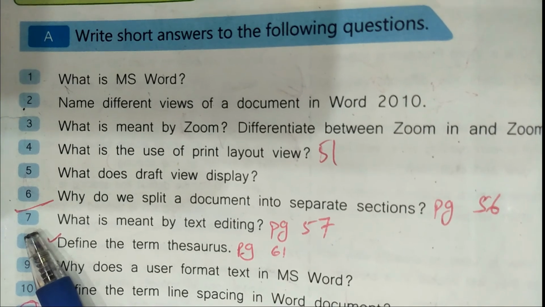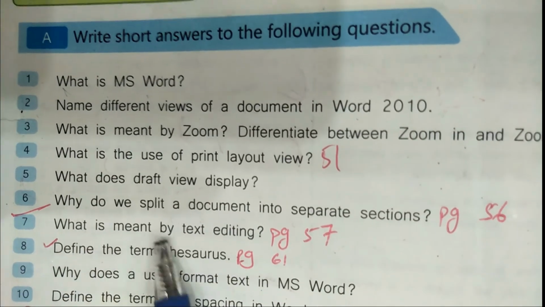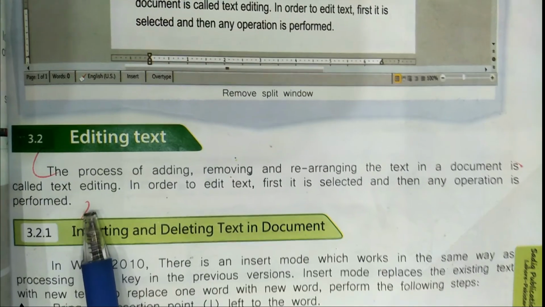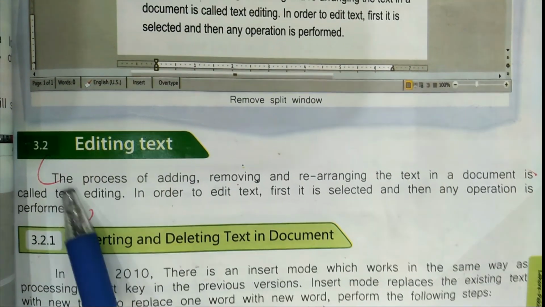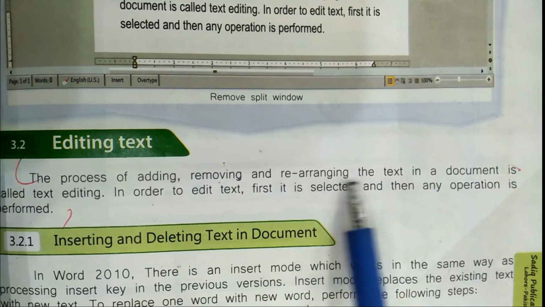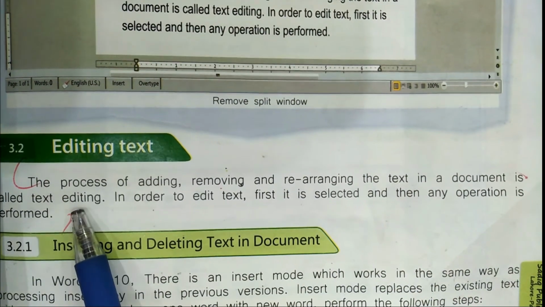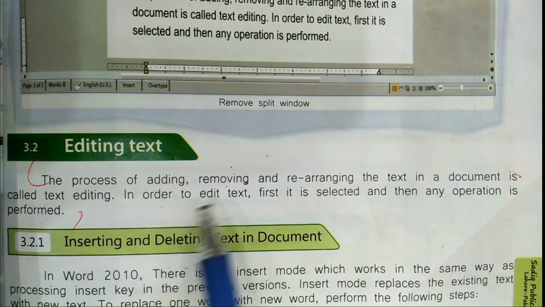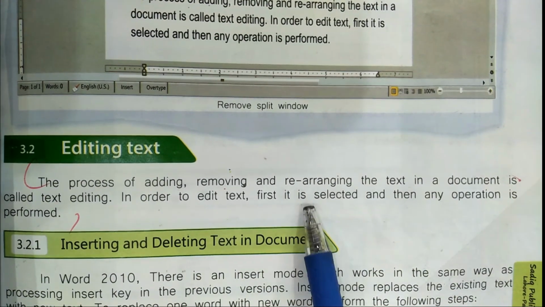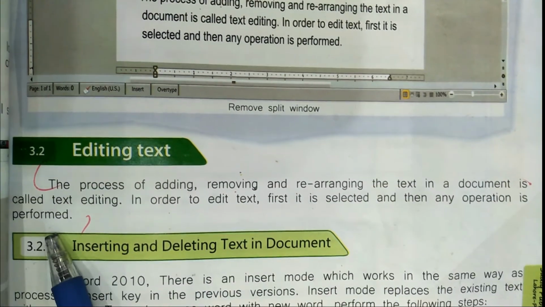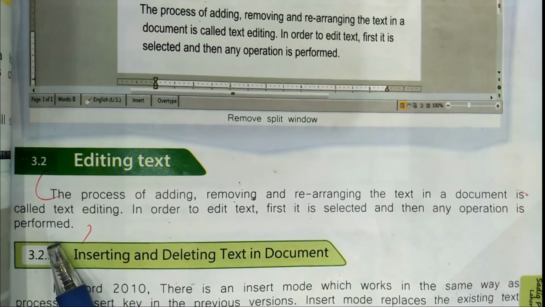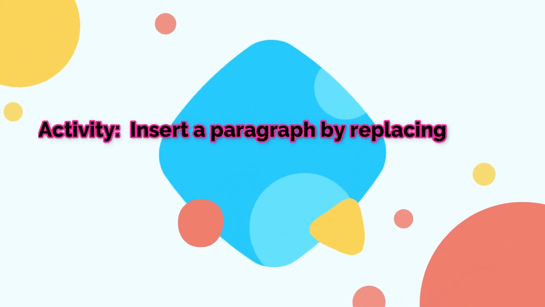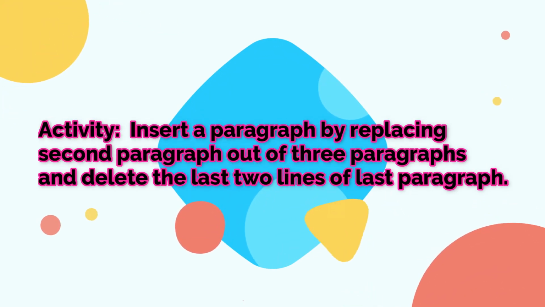Today we are going to cover exercise A, question number 7. What is meant by text editing? Its answer is on page number 57. The process of adding, removing and rearranging the text in a document is called text editing. In order to edit text, first it is selected and then any operation is performed. You have to learn this question. And you will also have to perform this activity.